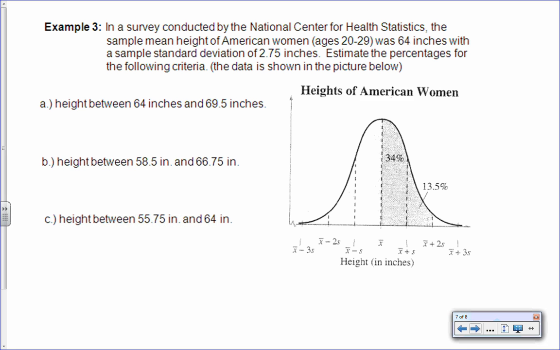So again, think of it this way. If I go 2.75 inches above that and 2.75 inches below that, what percent of women should I be catching when that? 68%. Now what do you think? Is that possible? Or do you think the mean's still a little low?